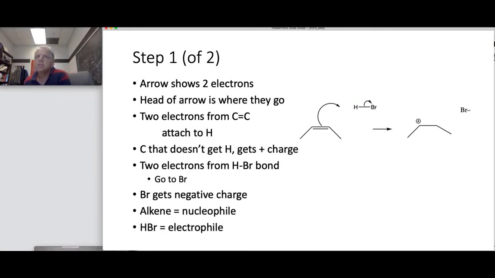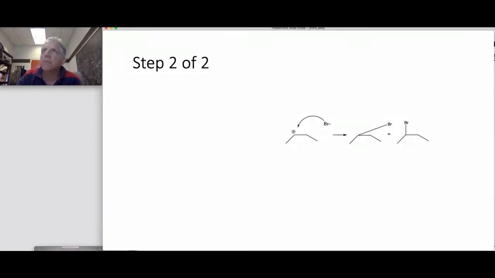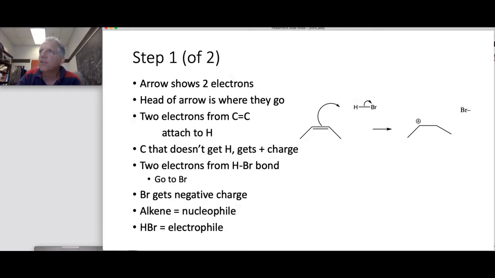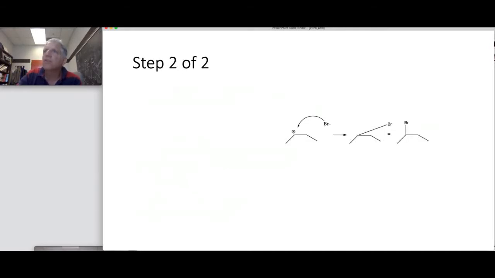The alkene, which is the originator of the arrows, is the nucleophile. It doesn't look like hydroxide at all. And HBr is the electrophile. In this case, it looks like our H+, which is our prototype. How about step 2? This is step 1. We're not done. This is step 2.